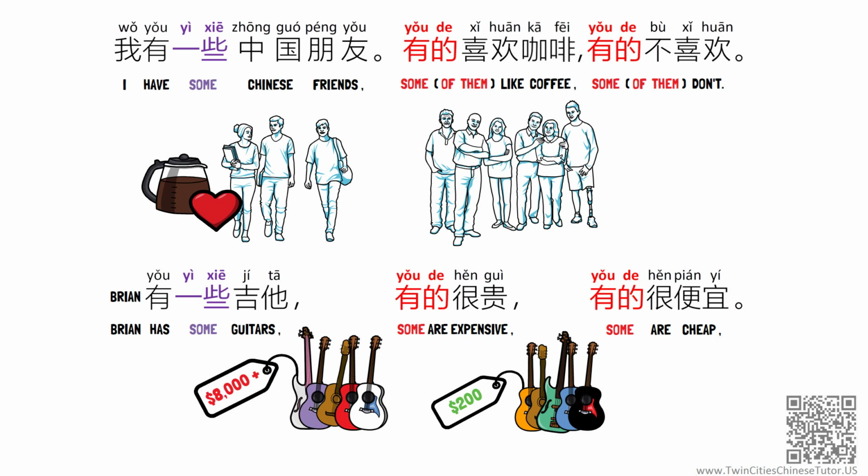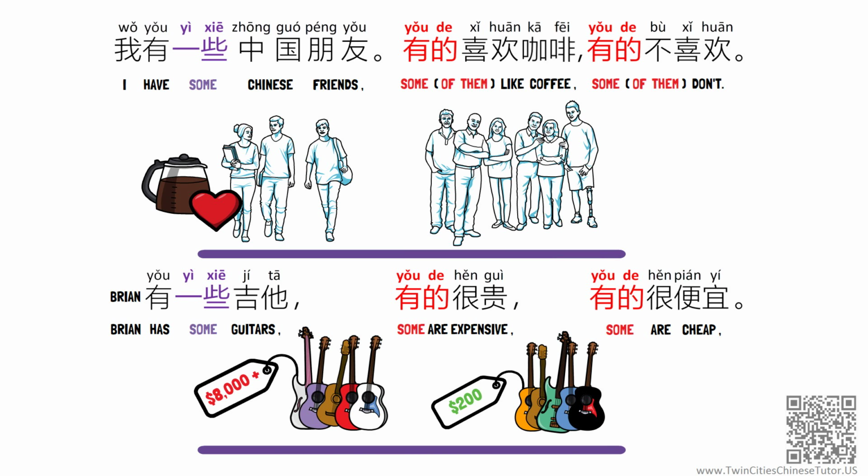As you can see, the sums in the first half of the sentences emphasize that there are a number of Chinese friends or guitars, while the sums in the second half of the sentences highlight the specific subgroups of coffee fans versus non-coffee fans and expensive guitars versus cheap guitars.